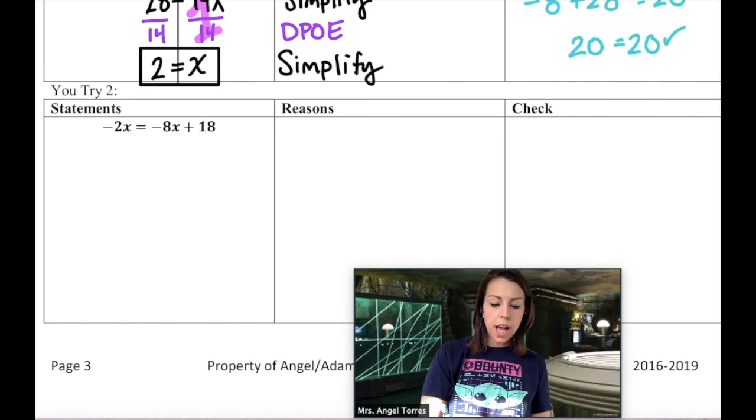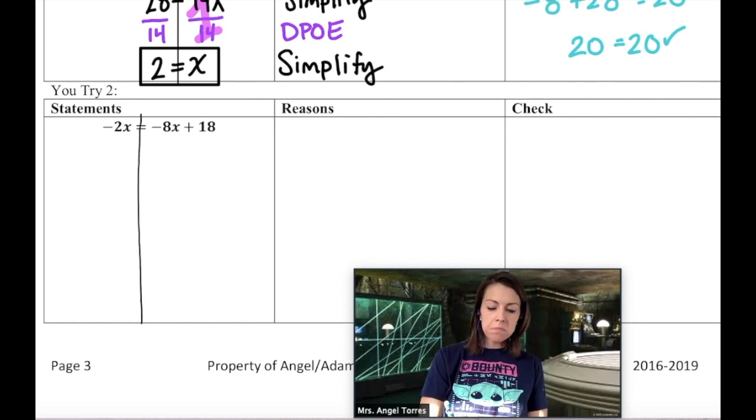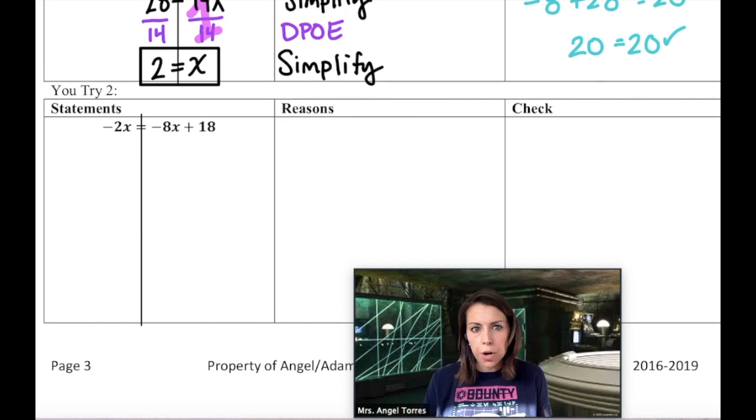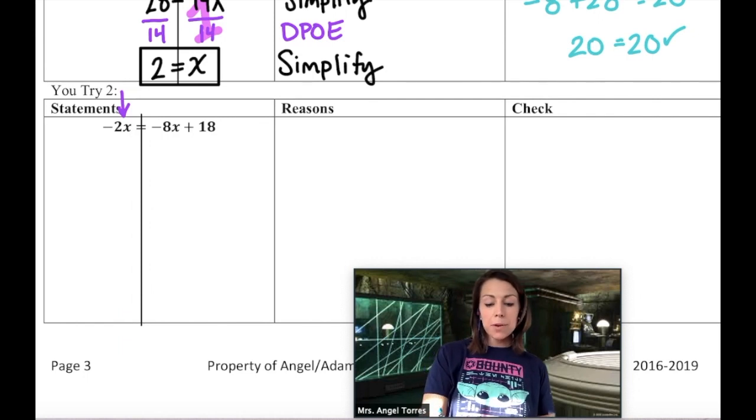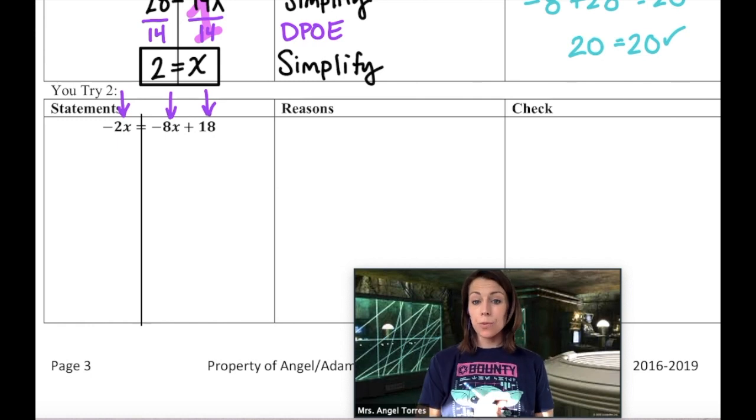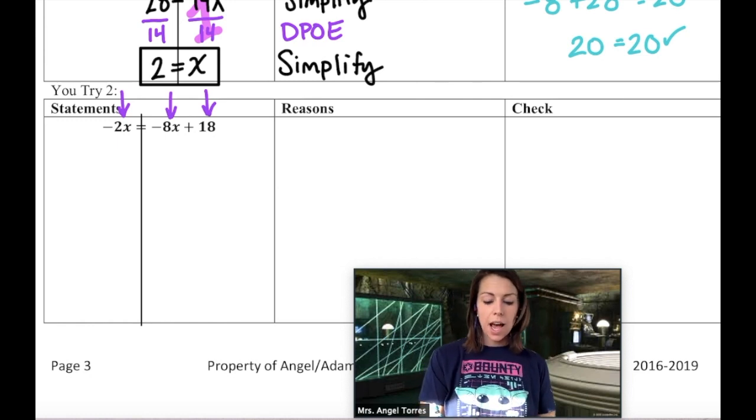Same thing as always. I'm going to put a line down the middle of my equal sign and then just take a look at this equation. What do I notice? Well, I notice that this time the left side of the equation has a single term, which means I'm going to be directing all of my attention to the right side of the equation because the right side has 2 terms, and I want to get that down to a single term and a single term.